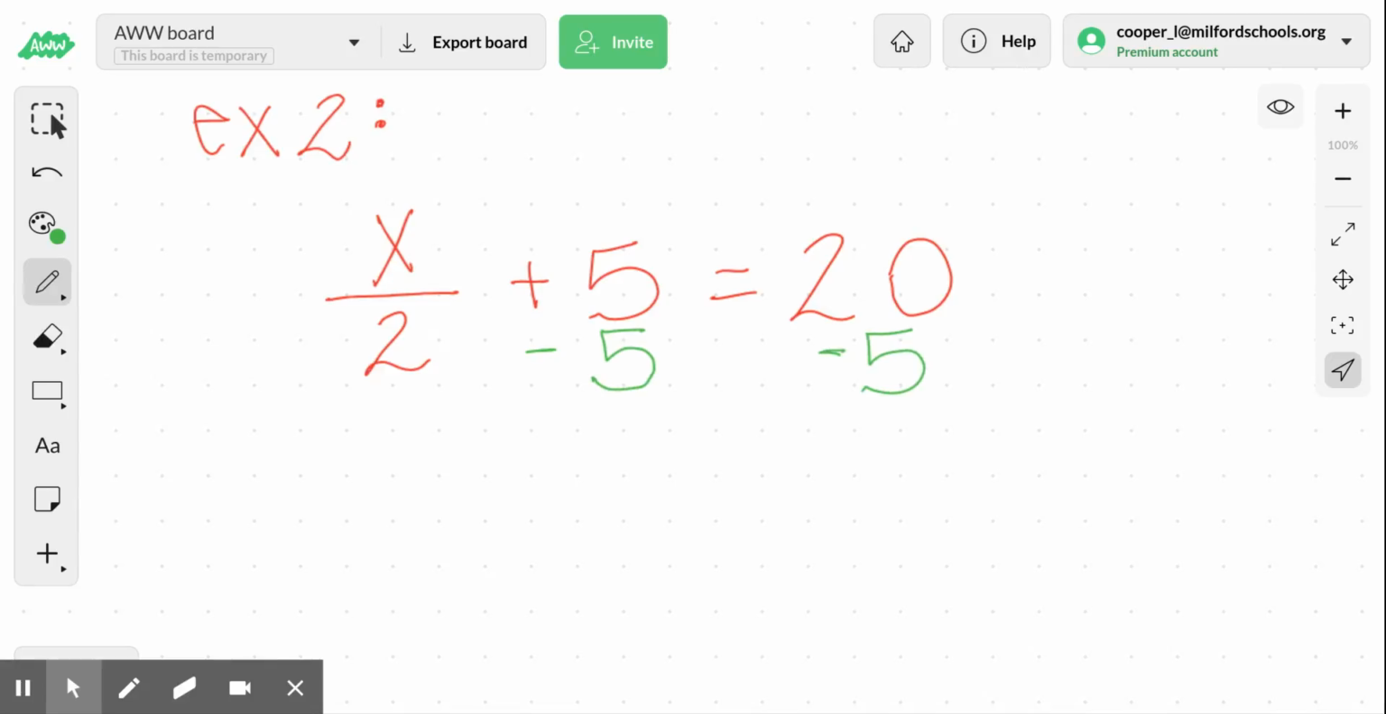And again, if you like to have this divide down the middle so you know there are 2 different sides, it's totally fine.